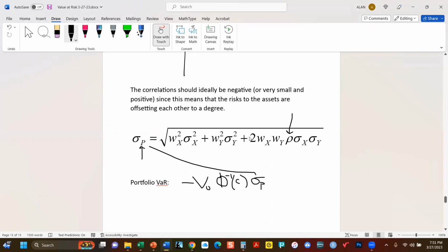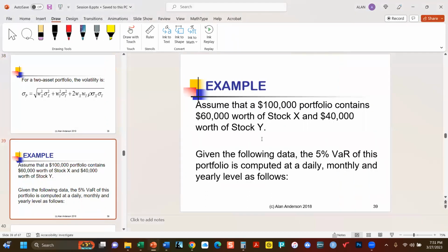Okay. So using this formula with the following data, we have a $100,000 portfolio. 60,000 is invested in stock X and the rest in stock Y. We want to find the 5% VAR of this portfolio on a daily basis. Then we're going to extend it to monthly and yearly.